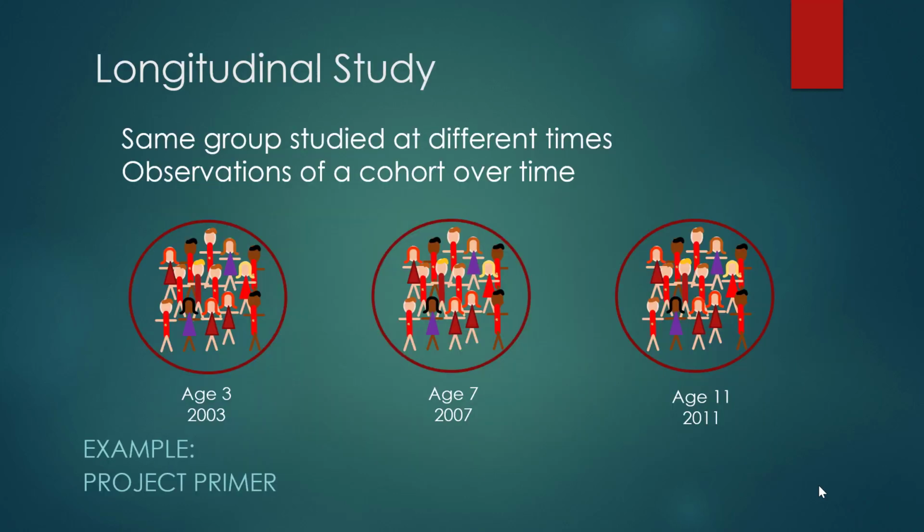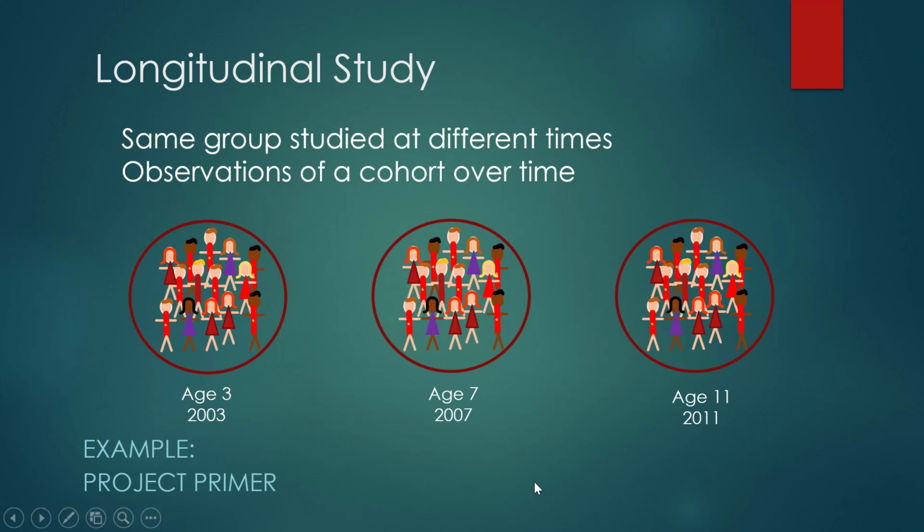So a longitudinal study measures the same group of individuals at different times, or it's taking a single cohort and observing them over time. A good example is that Project Primer I worked on. The way I described it to you for the most part was just a year-long study, a pre-test, post-test between subject study, right? Where we measured their cognitive scores before and after the intervention, and then we had that early literacy intervention. Well, we also came back and then looked at those individuals.